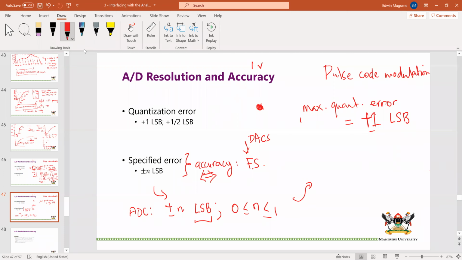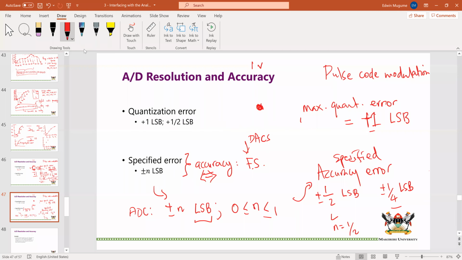So for instance, we could say that our accuracy error, this is called the specified error, it shouldn't confuse you, can be plus or minus a half LSB. In this case, n is a half. n can be a quarter, so you can have 1/4 LSB and so on. And so now, because you have these two types of errors, an error that comes from the quantization and an error that comes from the specified, you need to add them together to reach a total error.